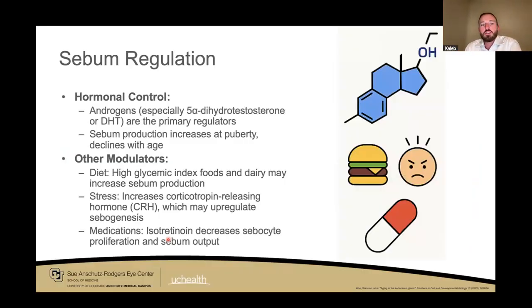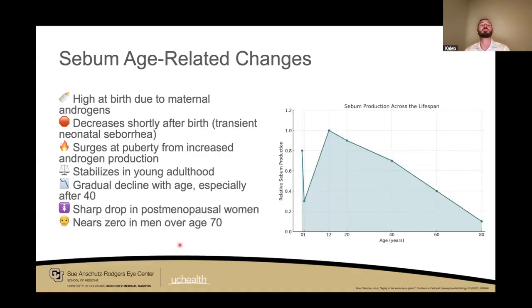Sebaceous glands know how much to secrete based off certain properties throughout the body, primarily the secretions of testosterone. So your systemic testosterone levels are the primary regulators of sebaceous gland secretions. We see that sebum production increases at puberty and then slowly declines with age. But we see other things affect sebaceous gland secretions too. Things like high glycemic index foods and dairy will increase sebum production. If we're stressed, it can upregulate sebaceous gland production too. And then certain medications will decrease sebaceous gland function.